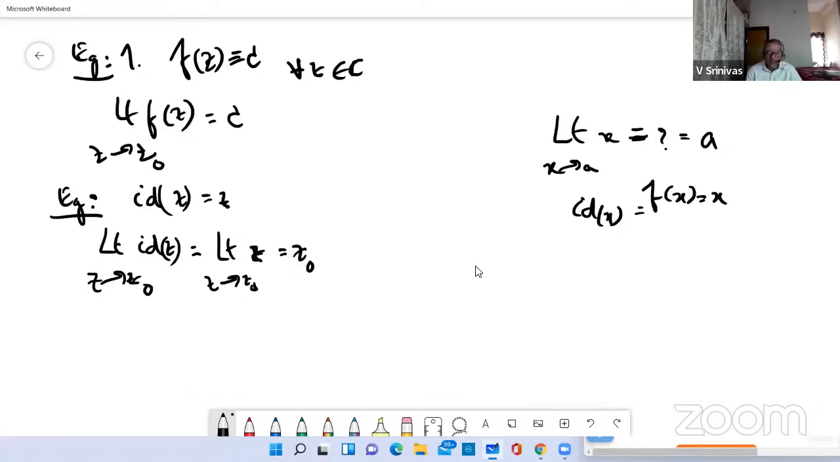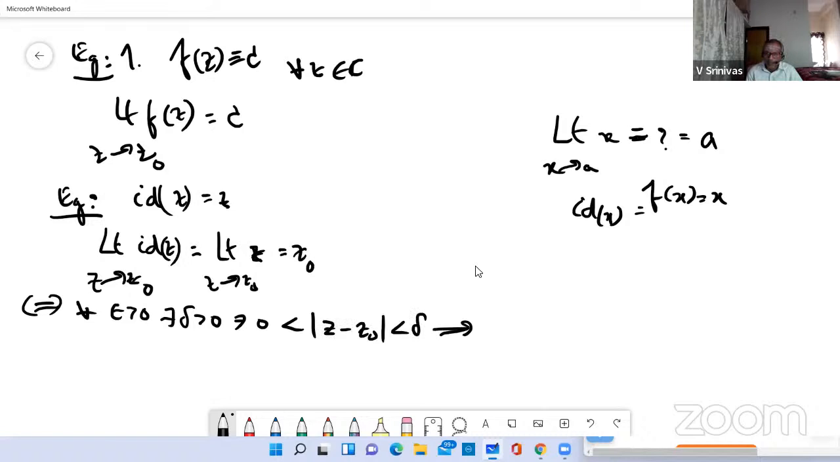Let us prove this. So what do we want? For every epsilon positive, there exists a delta positive such that 0 is less than modulus of z minus z0 is less than delta should imply mod f of z minus L must be less than epsilon. This statement must be true. I have to replace f of z by id of z and L by z0.